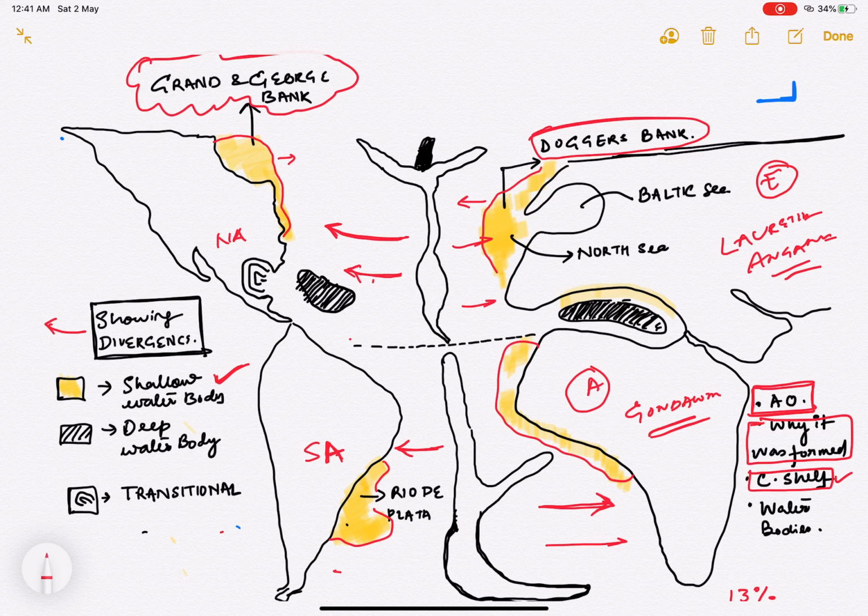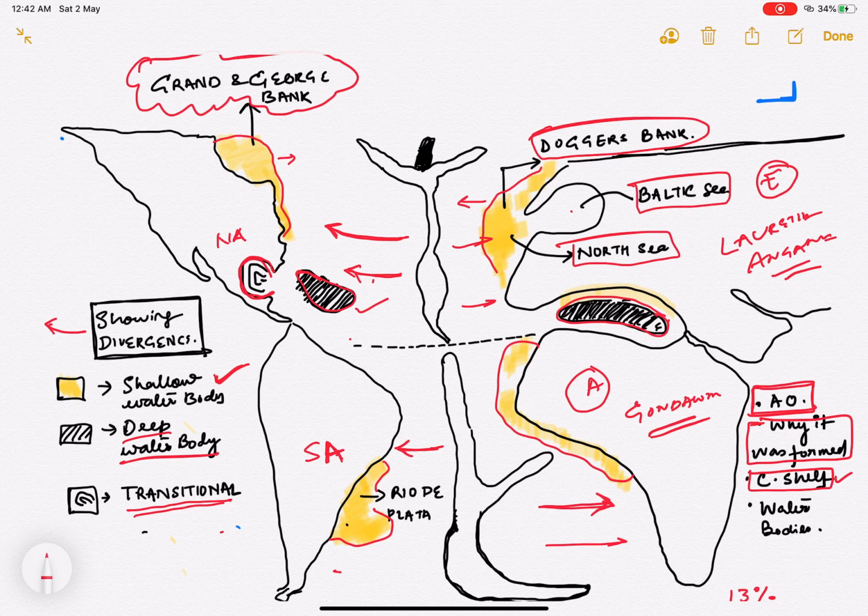Next, we have the shallow water body. If you look at the shallow water body, we have the Baltic Sea over here, we have the North Sea over here, we also have the Rio de la Plata Sea over here. Next, we have the deep water body. As you can see, the deep water body basically over here is none other than your Mediterranean Sea. Similarly, we have the Caribbean Sea, which is also your deep water body. Next, we have the transitional water body. Transitional water body, as you can see, is none but your Gulf of Mexico.